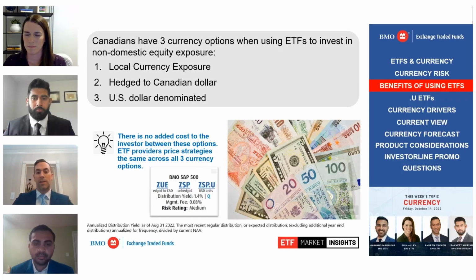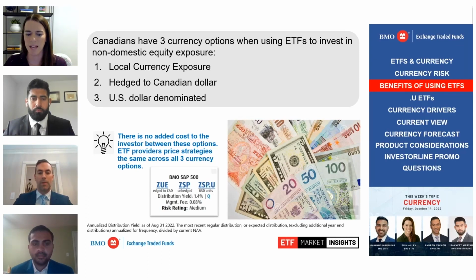If an investor wants to get exposure to the S&P 500 unhedged, then ZSP is the way to go. If they don't want the exposure to the USD, then you'd want to look at ZUE. Or if they just want to put some US dollars to work, then ZSP.U would be the solution. And the beauty of it is that there's no change to the cost. It's the same price across all 3 tickers, which is great. And this goes for all other companies as well across the board, I believe.